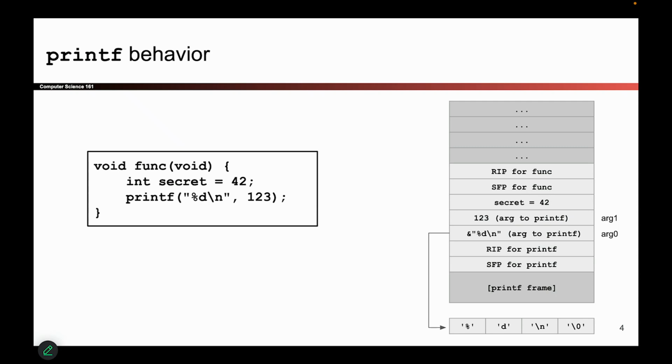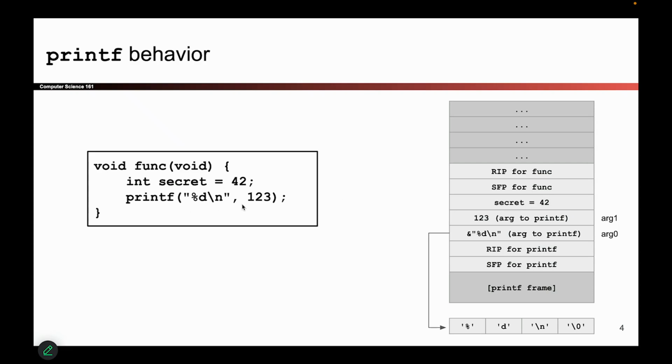What does this look like in the stack? Well, I could draw a stack diagram, and the stack diagram says this is a function, so it has an RIP and an SFP. All functions have those. When I call a function, I get these two saved values on the stack. Then I declared a local variable secret. That shows up on the stack too. And then it's time to call printf.